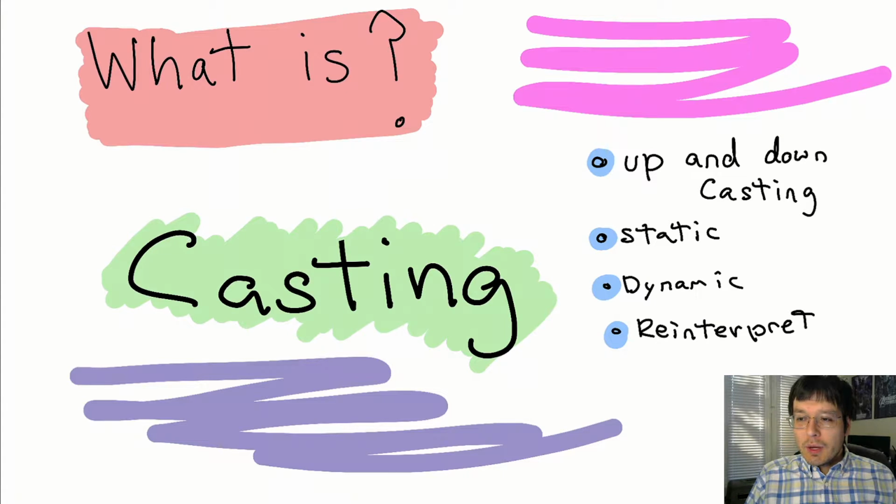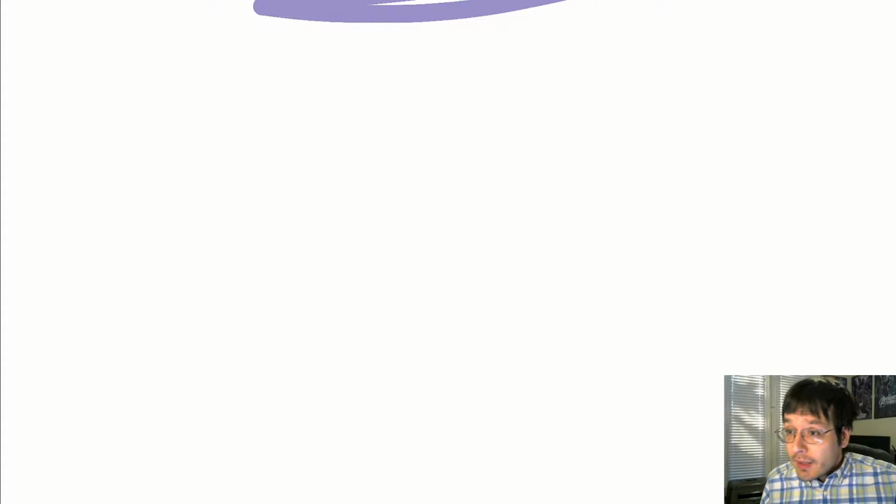Hello everybody and welcome to a video on what is casting. Today we're going to be talking about what up and down casting is in C++ and the different kinds of casts that you can do, which are static, dynamic, and reinterpret cast, the scariest of them all. So let us first start by refreshing on what casting is.